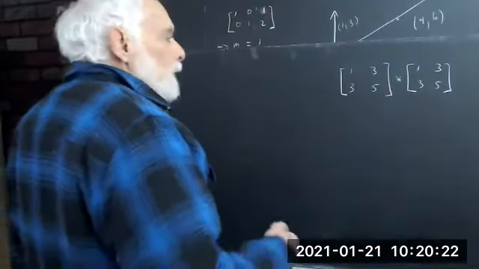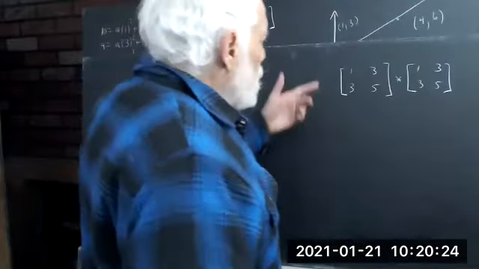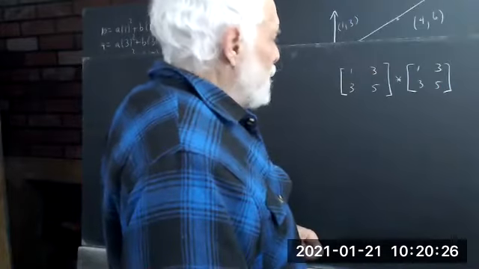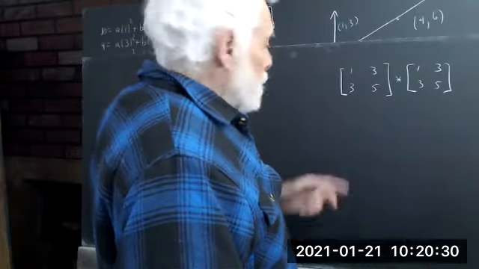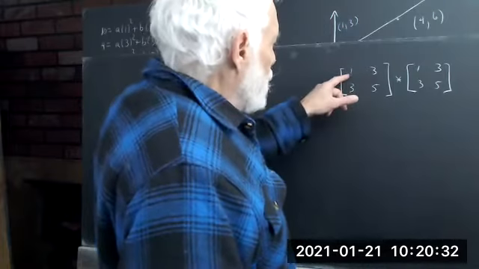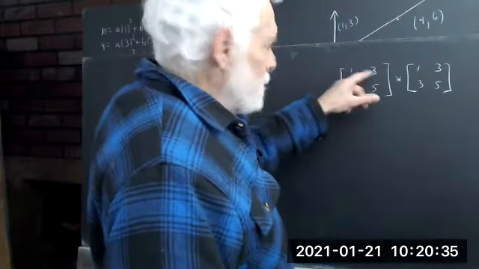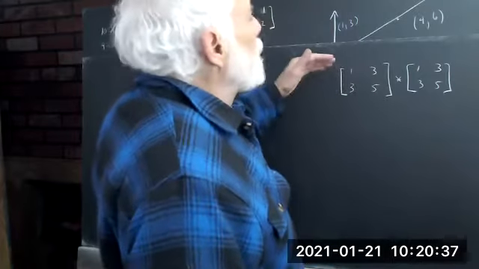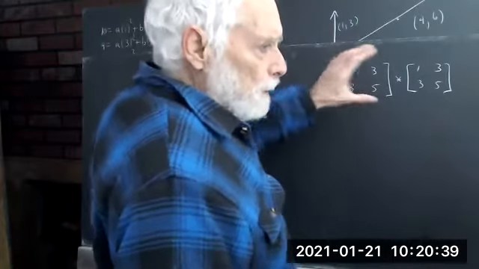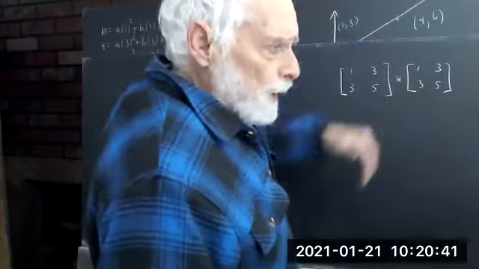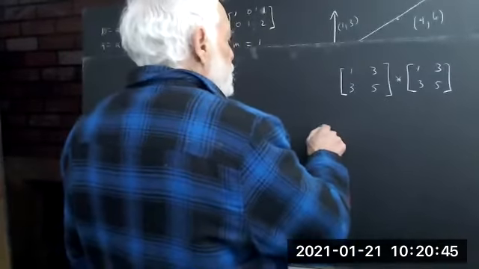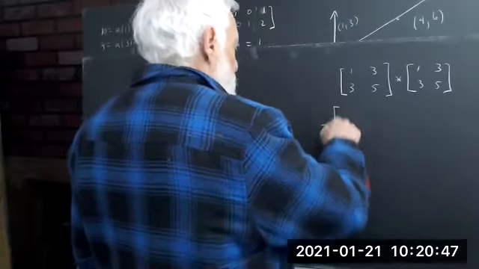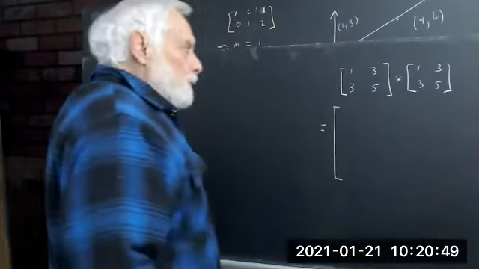Okay. Well, when you multiply matrices, you're doing rows times columns. When you multiply a row by a column, you multiply the first number in the row by the first number in the column. So I'm going to write this out as a big matrix.